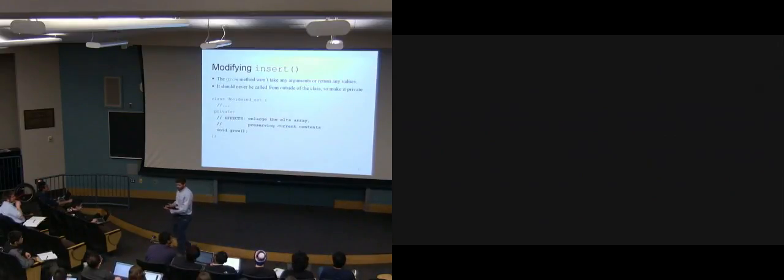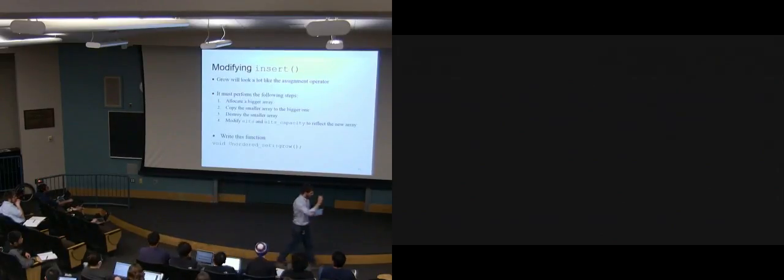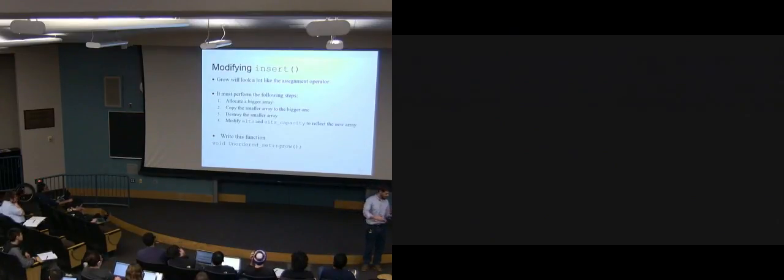So now we've got to write a function called grow. And then later we'll use math to decide how much we should grow. So we're going to add a private member function. Enlarge the array, preserving the current contents. In other words, don't throw away what's already in the array, just make another slot. All right, unfortunately, you can't make an array bigger in C or C++. So instead, what we're going to do is make a bigger array, copy the small one into the big one, throw away the small one, and then update our pointers. Make sense?